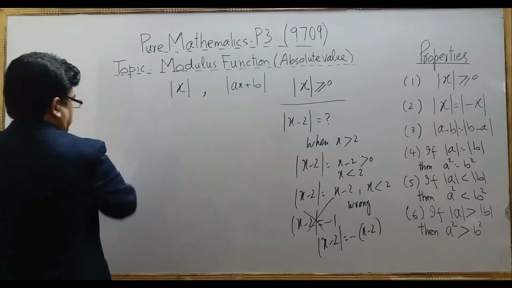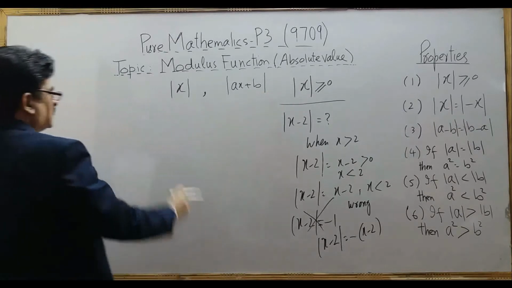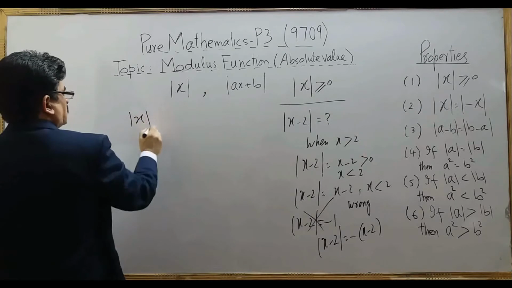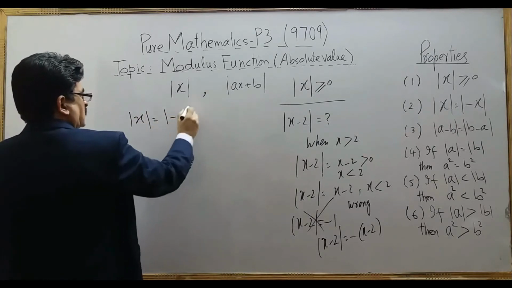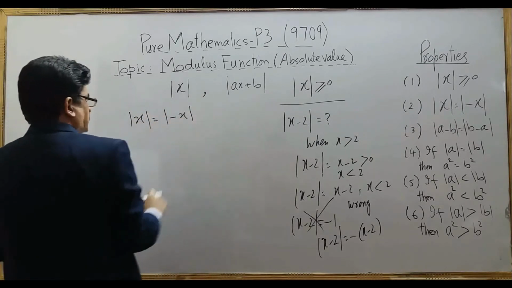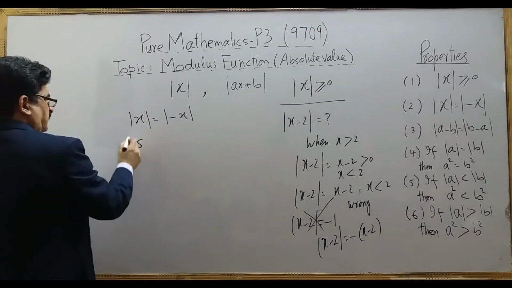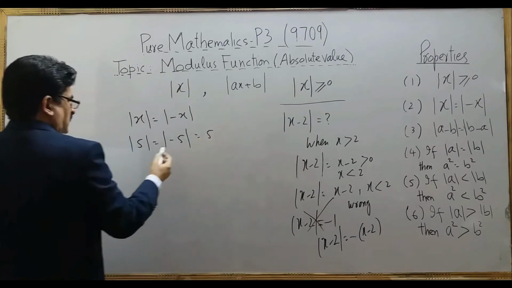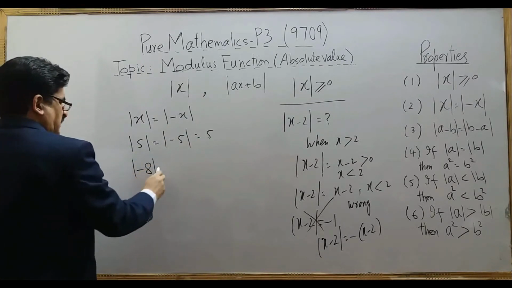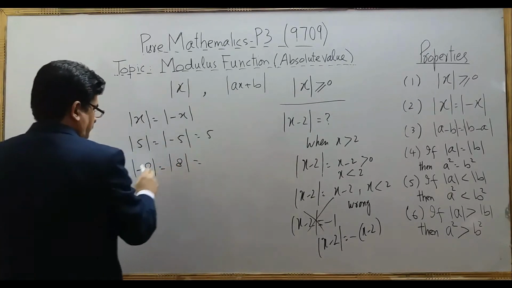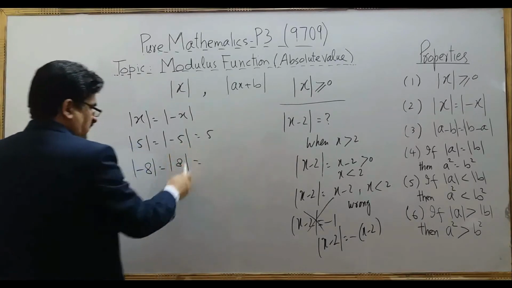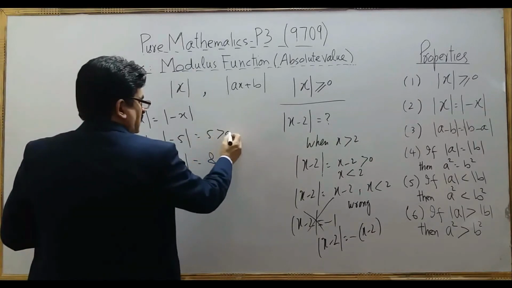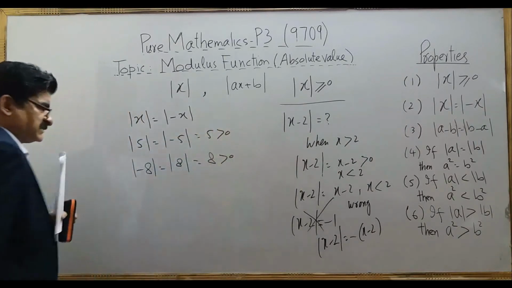Now also at this stage, understand the second property. Property 2 is that x mod is equal to minus x mod, and both are positive. For example, if you have 5 and if we have minus 5, you will get 5. If you have minus 8 mod, you have 8. Whether you have plus or minus inside the modulus sign, you will have a positive value on the other side, outside the modulus sign.